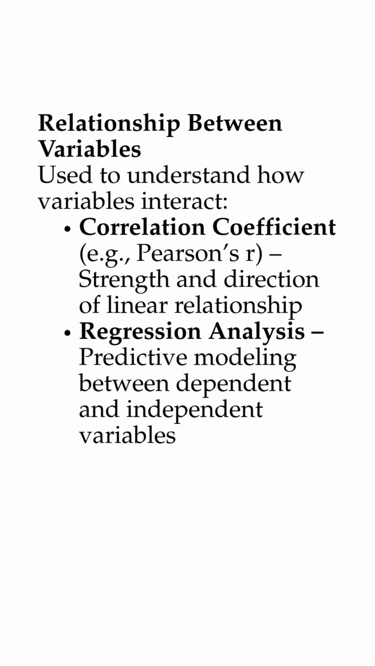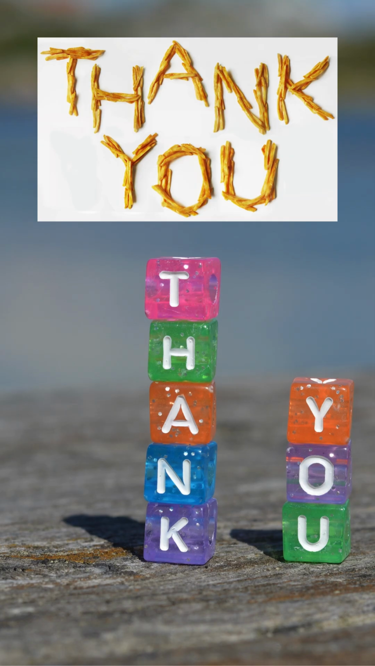Then the next one is based on the relationship between variables. It is mainly used to understand how variables interact. It involves the correlation coefficient, especially Pearson's, and also regression analysis, which is used for predictive modeling between dependent and independent variables. These are the important statistical measures coming under it.